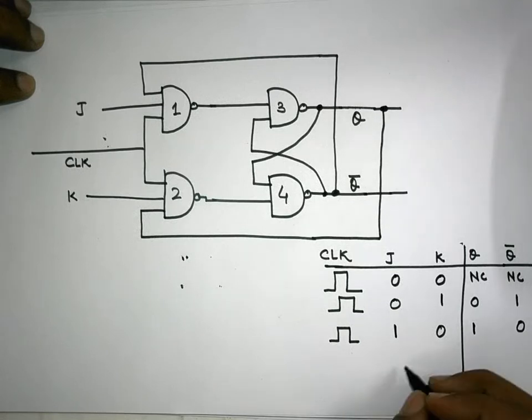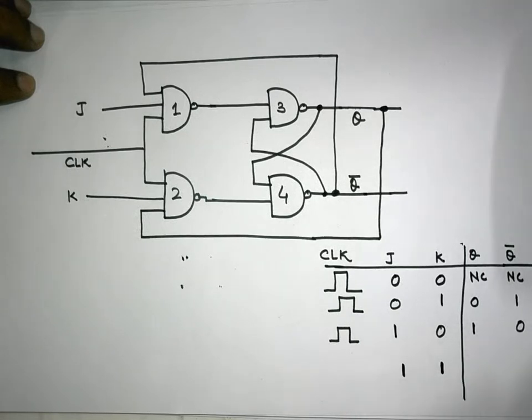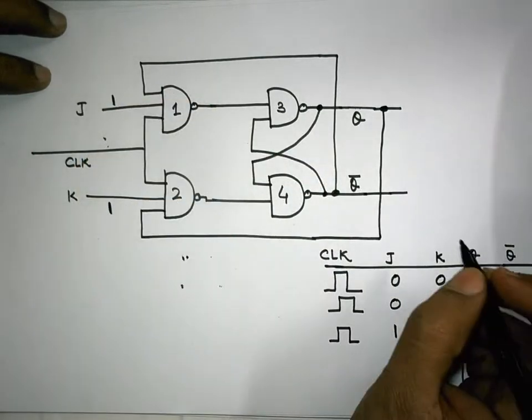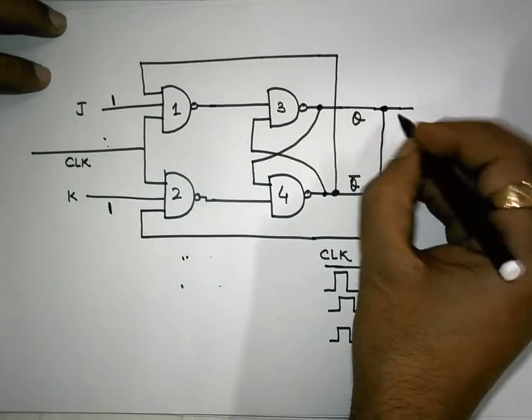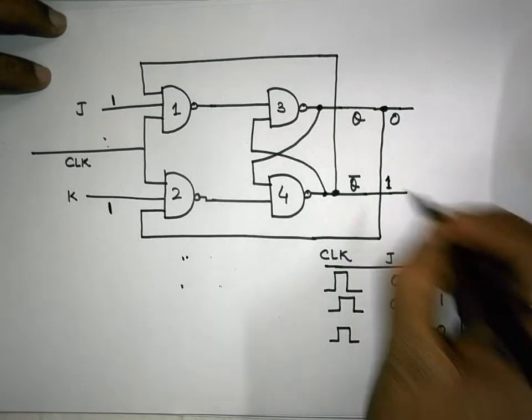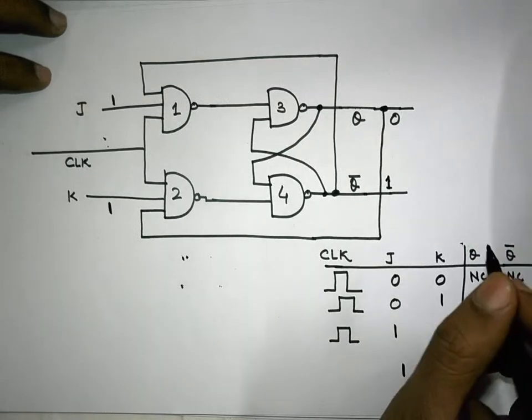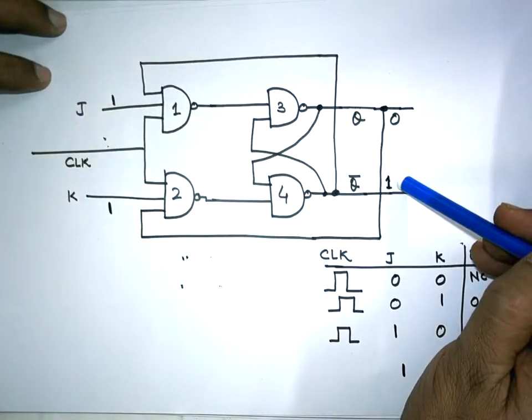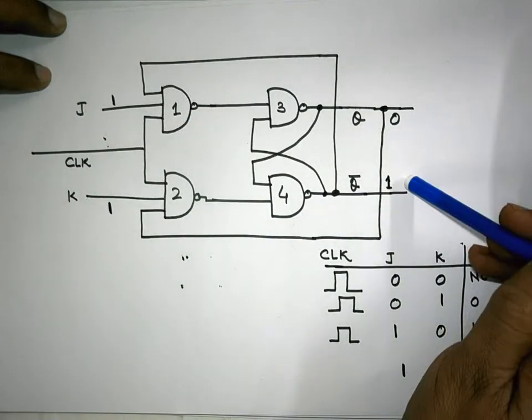Now, you see what will happen if J is 1 and K is 1. Earlier in SR flip flop, it gives the invalid output. And just to get rid of that invalid output, we designed JK flip flop. So suppose you make J equal to 1, K equal to 1, and you assume that the output is in 0 1 state or in 1 0 state. You can assume it either way.